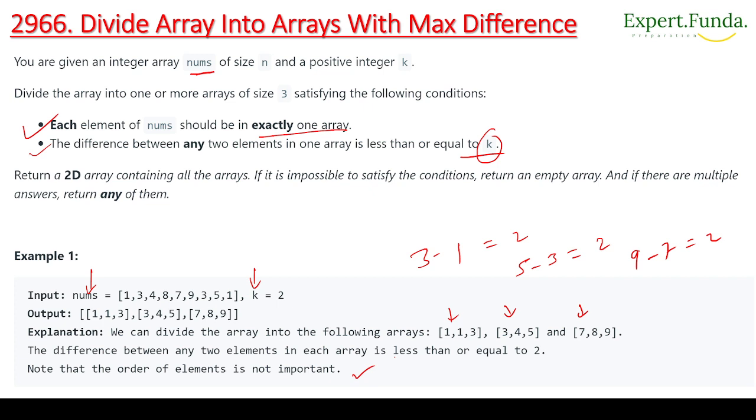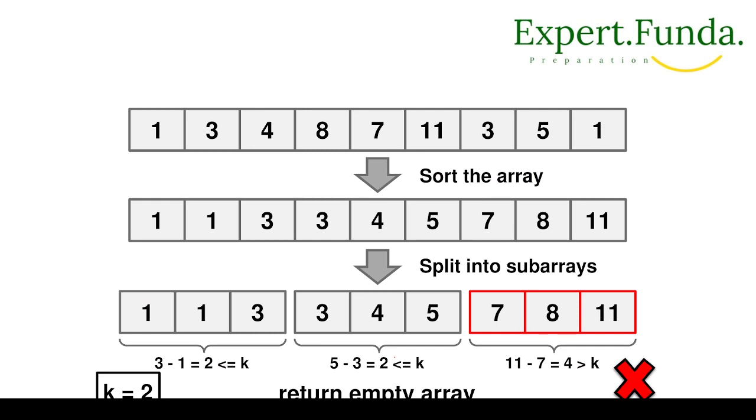Okay, let's go to some examples. Let's suppose we are given this array. If we sort this array, it will come out like this: 1 1 3 3 4 5 7 7 8 11. If you take the differences, you can see 3 minus 1 is 2, 5 minus 3 is 2, and 11 minus 7 is 4, which is not less than or equal to k. So we will return the empty array.